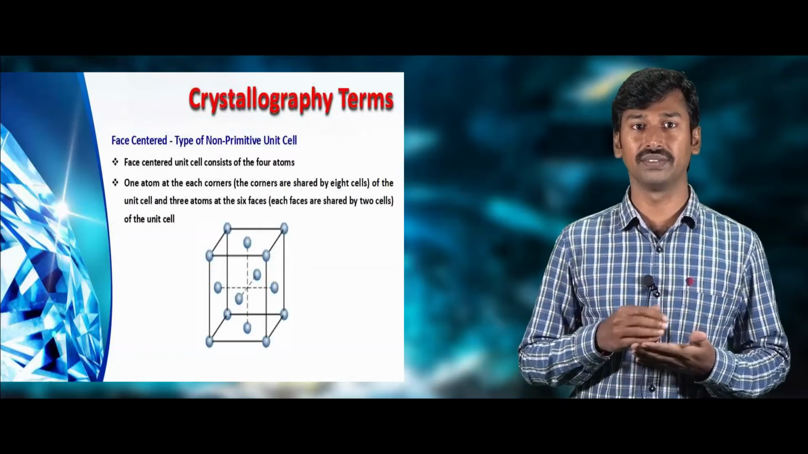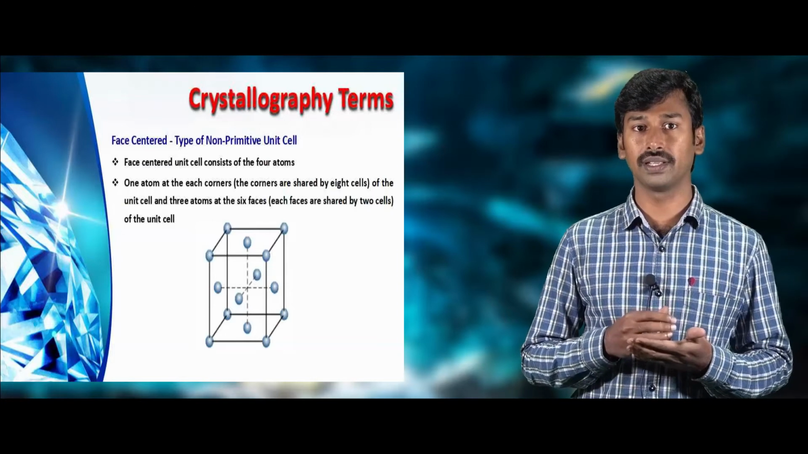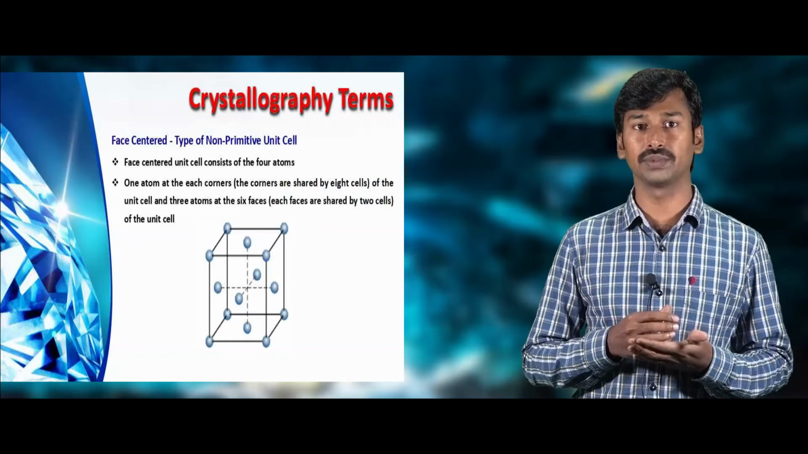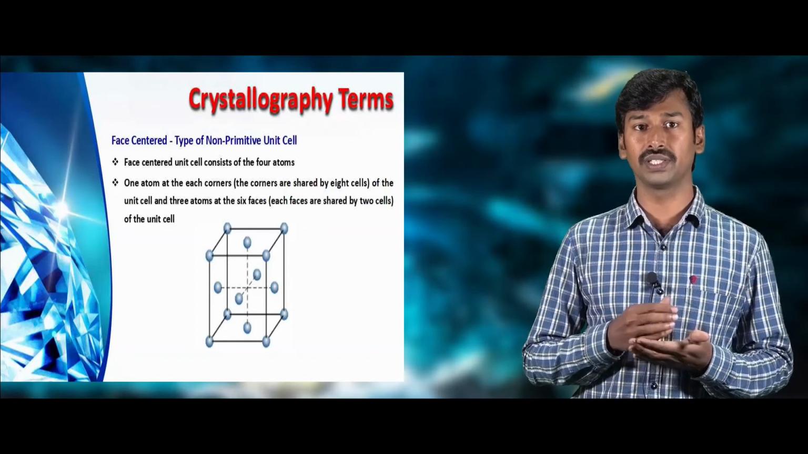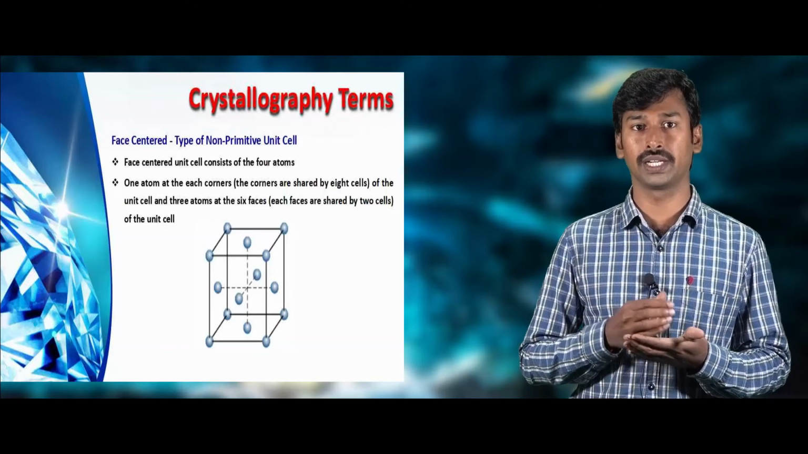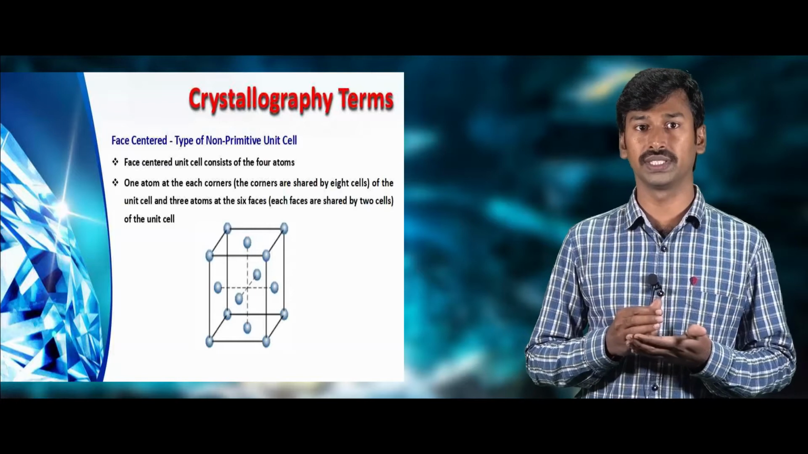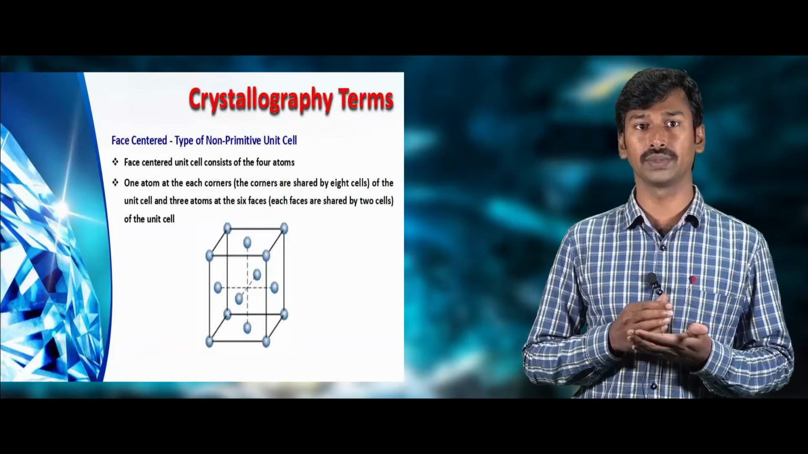Face center unit cell. Face center unit cell consists of 4 atoms, with atoms at the corners of the unit cell, which are shared by the 8 unit cells, and 3 atoms at the faces of the unit cell, which are shared by 2 unit cells. The figure shows the schematic representation of the atomic positions in the unit cell. Corner atoms give 1 atom to the unit cell and face atoms give 3 atoms to the unit cell. Totally 4 atoms in the unit cell.